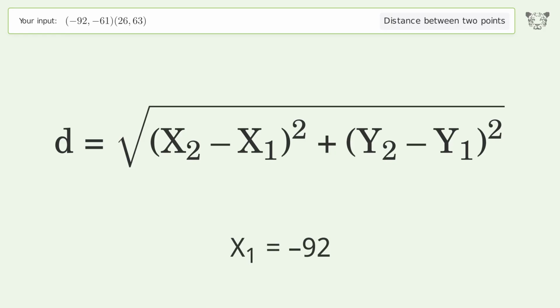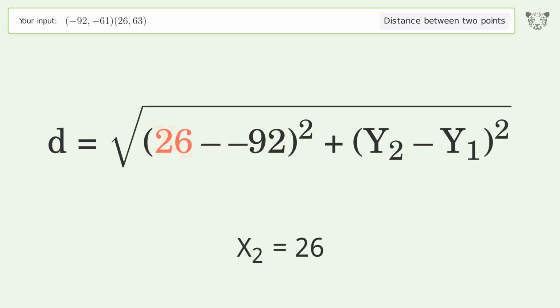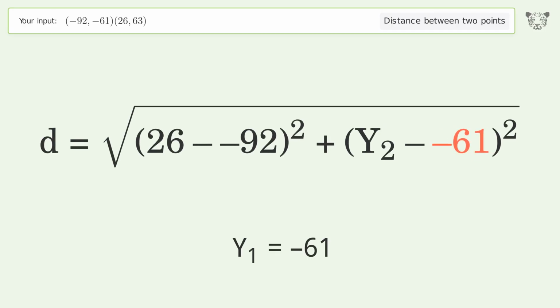x1 equals -92. x2 equals 26. y1 equals -61. y2 equals 63.